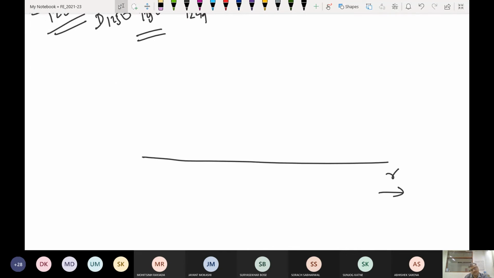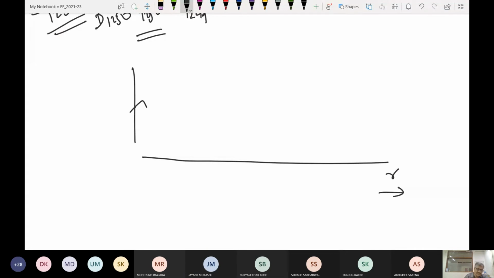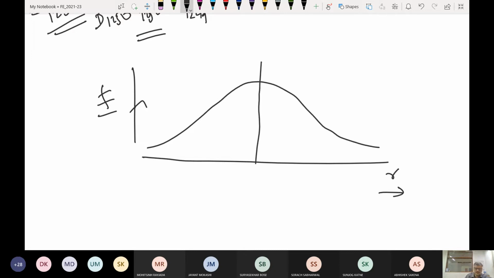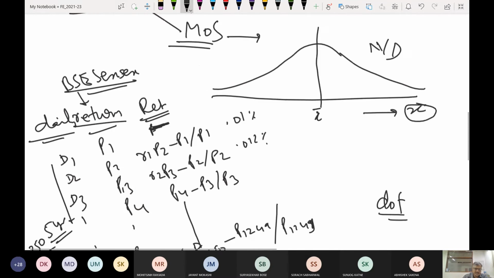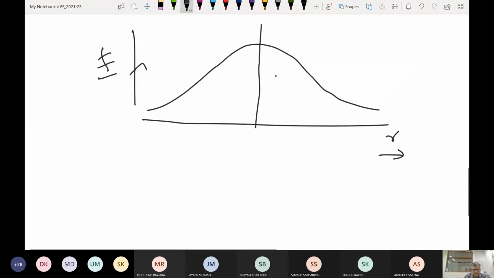Are you with me, Jayant? Yes, sir. And on the y-axis, I am plotting the frequency. So you will find that something like that will come when data points are good. If I calculate the average of these returns, R1 to R1249, add all of them and divide by 1249, I'm calling it R bar, which is nothing but the mean value.